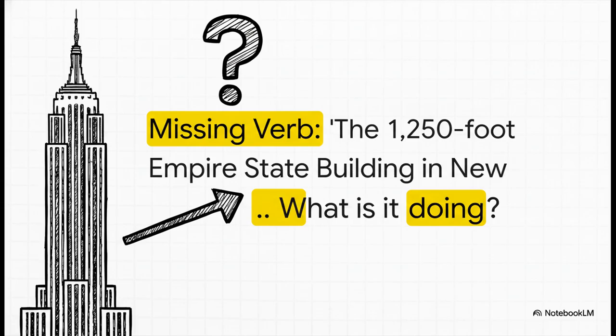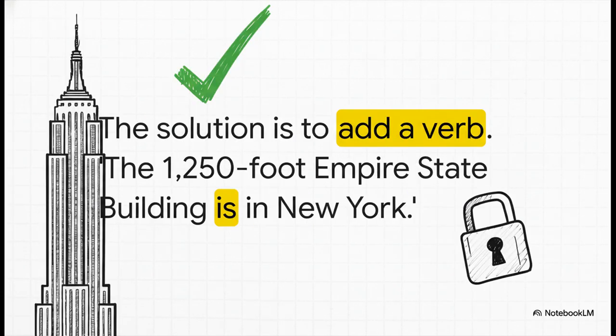Read this. The 1,250-foot Empire State Building in New York. Okay, but what about it? What is it doing? We have a thing, but we have no action. The verb is totally missing. It just leaves you hanging, right? And here's the fix. It's so simple. By just adding one little verb, is, we've cracked the case. The 1,250-foot Empire State Building is in New York. Bam! All of a sudden, it's a complete, satisfying thought.